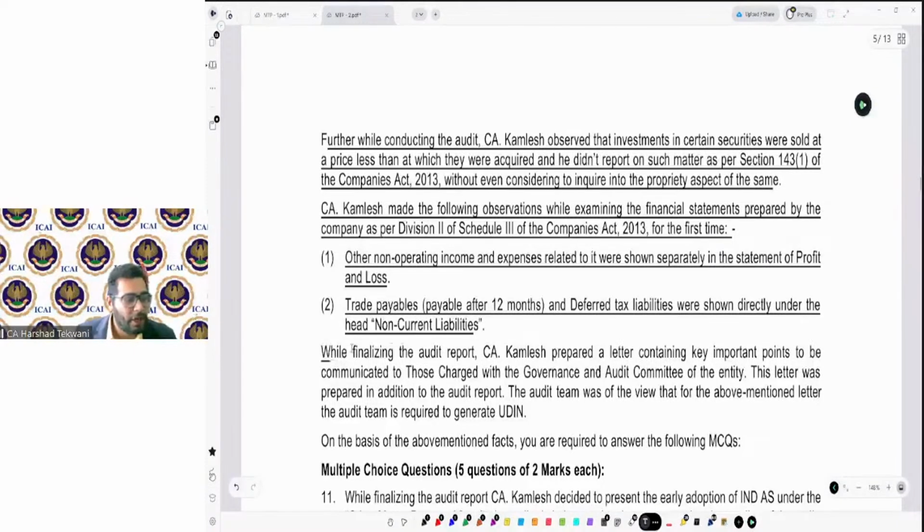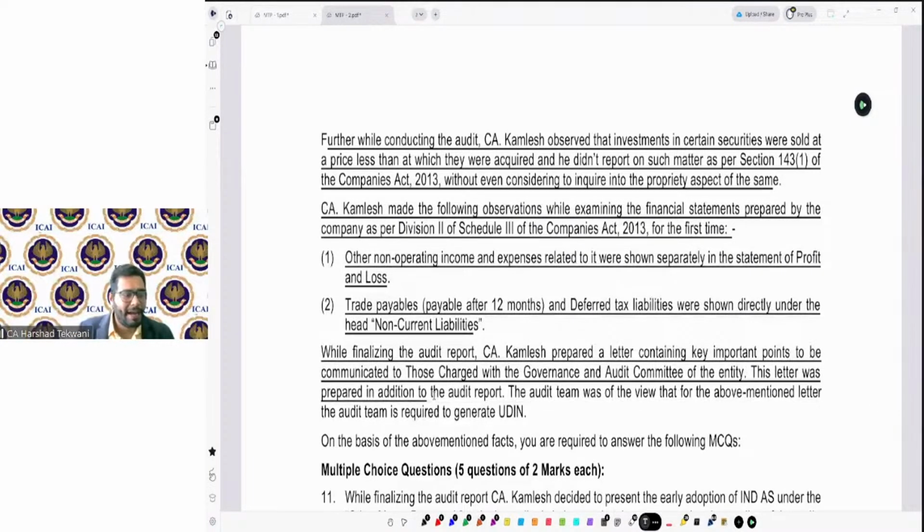While finalizing the audit report, CA Kamlesh prepared a letter containing key important points to be communicated to those charged with governance and the audit committee of the entity. The letter was prepared in addition to the audit report. The audit team was of the view that for that particular letter, the audit team is required to generate a UDIN.